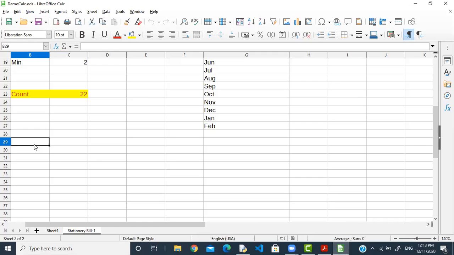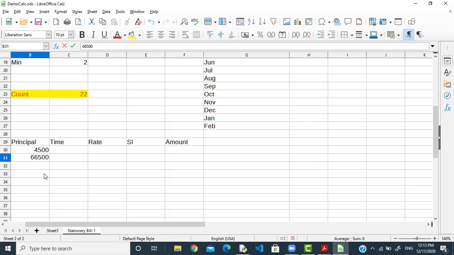Suppose I have data here like this. Suppose this is the principal amount, and this is the time, and this is the rate. Now I'm going to calculate the simple interest and the amount. The amount is the sum of the principal plus interest. Now I'm going to write some values here.